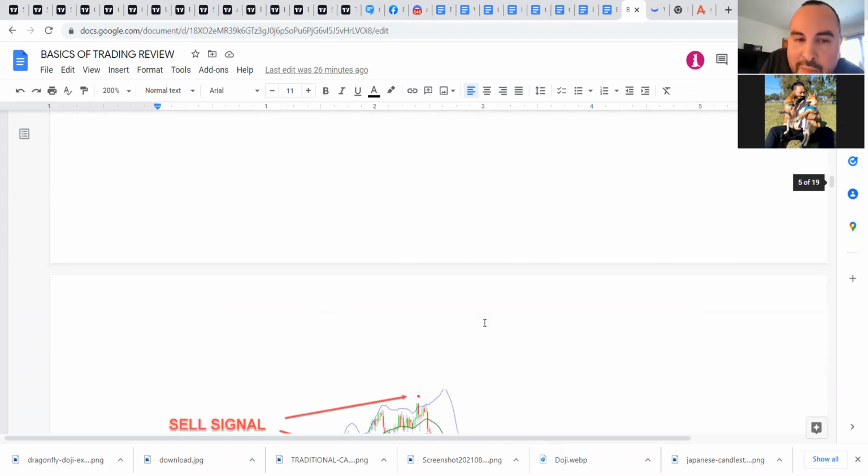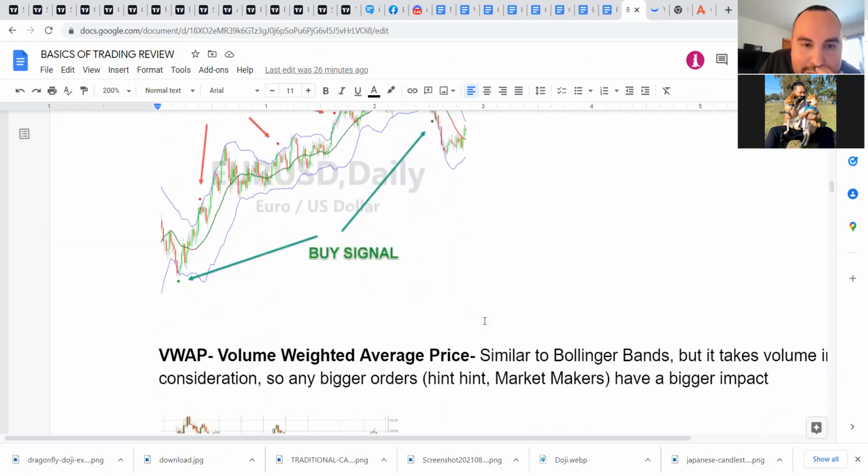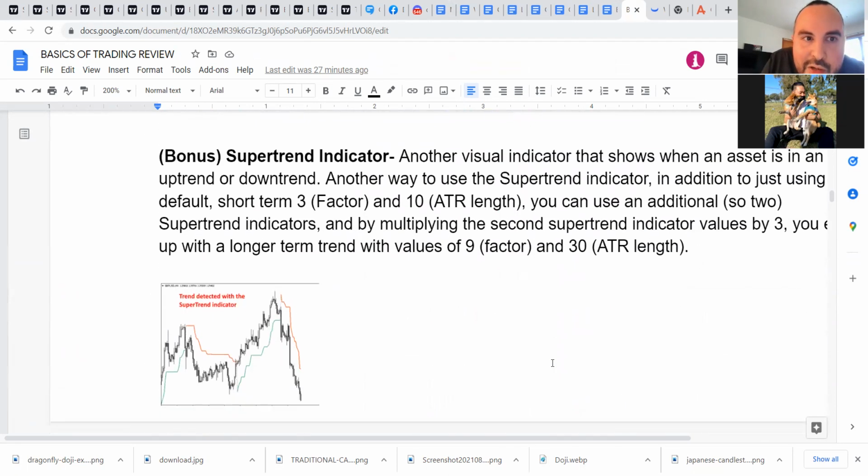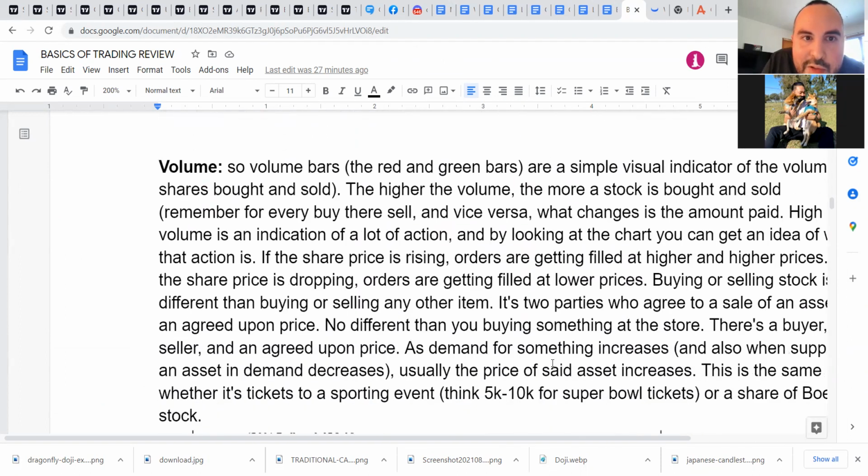Bollinger Bands. I'm going to get into stuff here. Where are we at time-wise? Yeah, we have a little bit of time, so I'm just going to get into this here. We already went into volume.